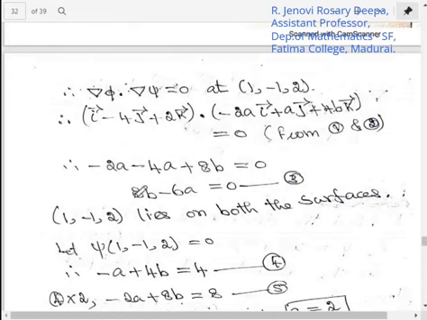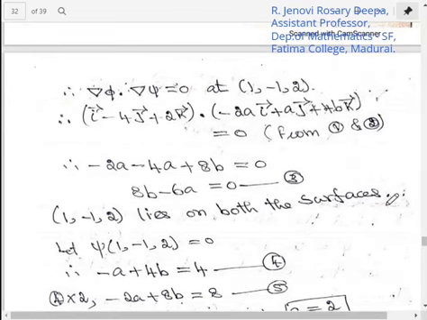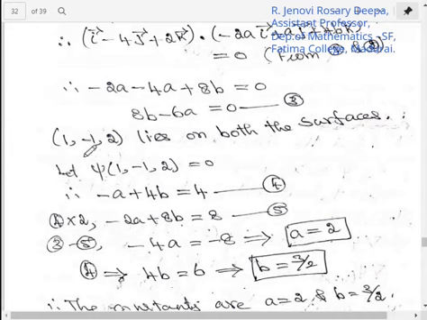So we have the value 8b minus 6a equal to 0. We mark this as the third equation. Now the point 1, minus 1, 2 should lie on both surfaces, which means this point should satisfy the equation of the surface psi. Satisfying the equation means the value of psi at the point should be equal to 0.